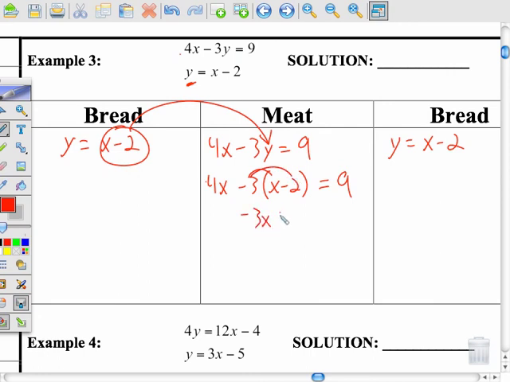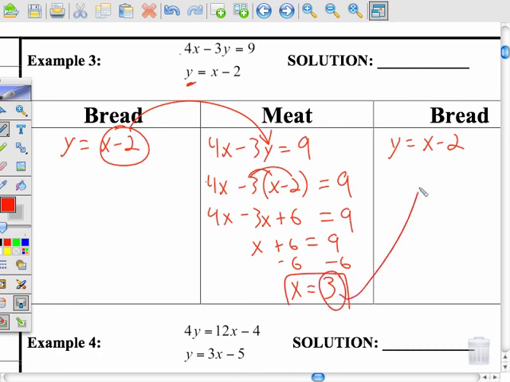We have parentheses. Let's distribute. So that would become negative 3x, and that would become positive 6. Our 4x stays the same out here, and it still equals 9. 4x minus 3x, that's going to be x, plus 6 equals 9. Subtract 6. So we would have x equals 9 minus 6 is 3.